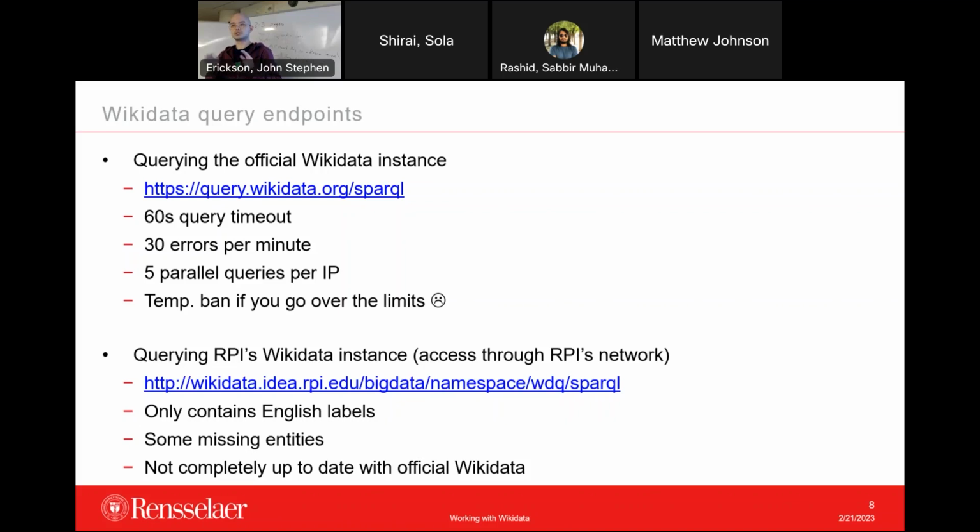This could potentially be problematic if there are inconsistencies, or if there's some relatively new event, like the protests in Iran that have recently been starting. There's now a Wikidata entity for that, but it's probably not within RPI's instance because it was set up before that event.